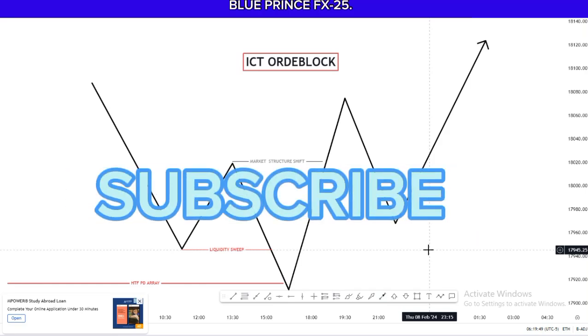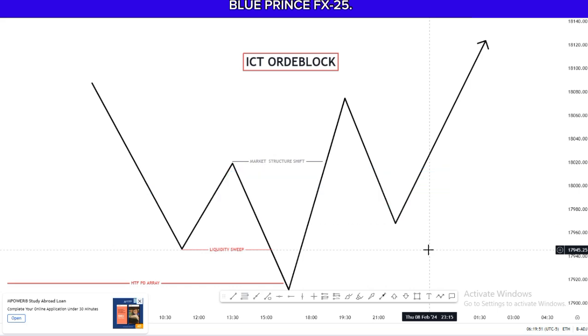Today's video will be about order blocks, specifically the validity of an order block. We are going to learn how to identify an order block, what the requirements are for a valid order block, how to trade a valid order block, and how to manage risk when trading order blocks.